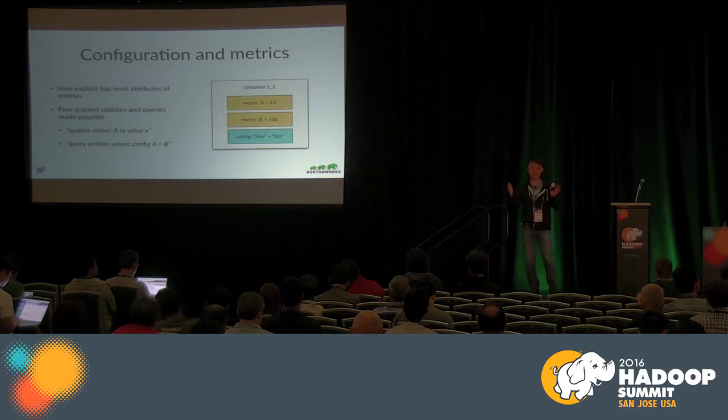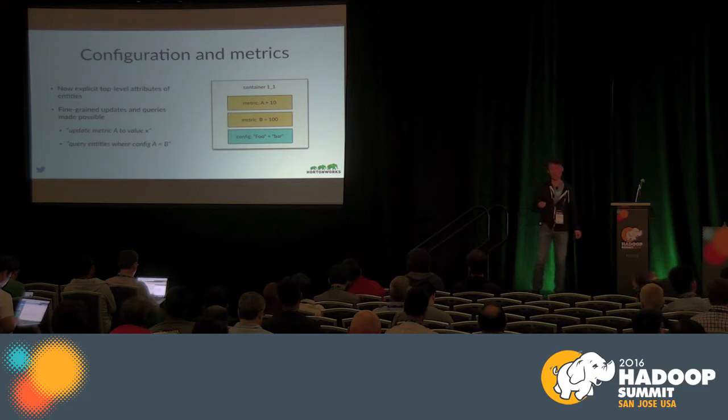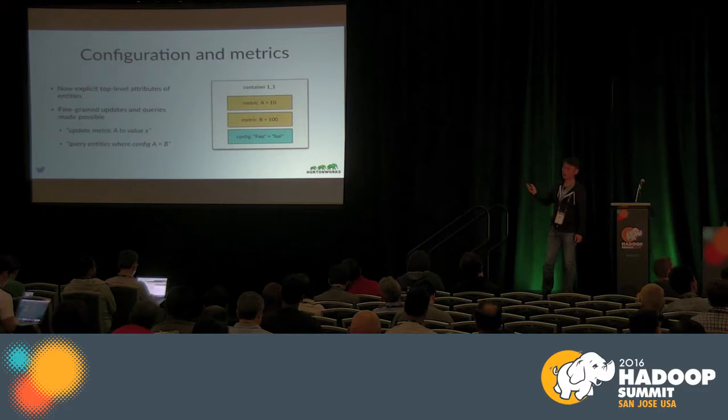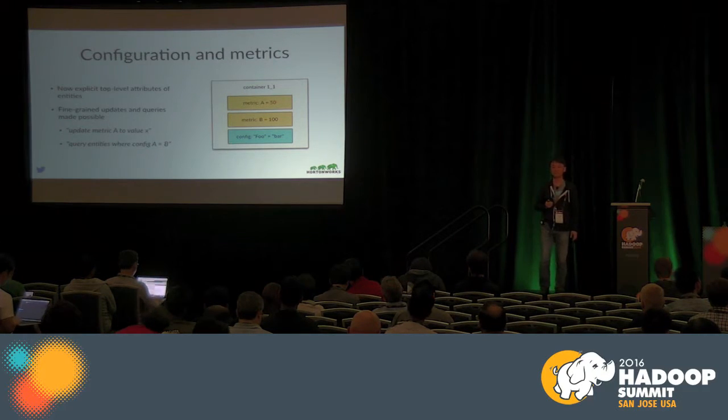Then what happens under the covers is that only that particular metric will be updated, and nothing else about that entity will be touched. So you have a very small, fine-grained update happening on the storage. So from this entity container 1_1, I can simply update metric A to a different value, and everything else stays exactly the same.